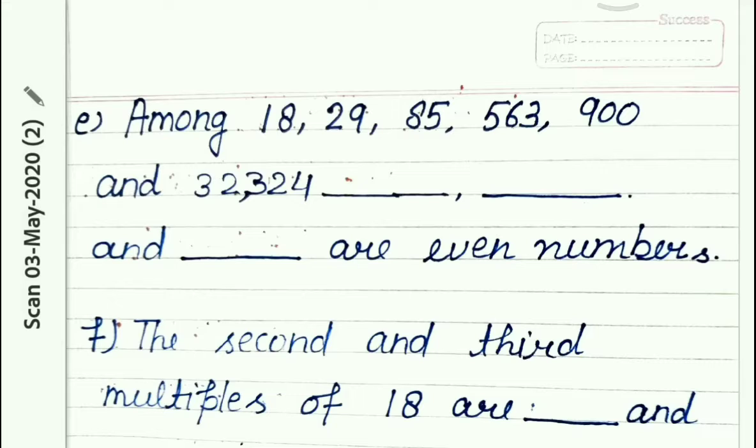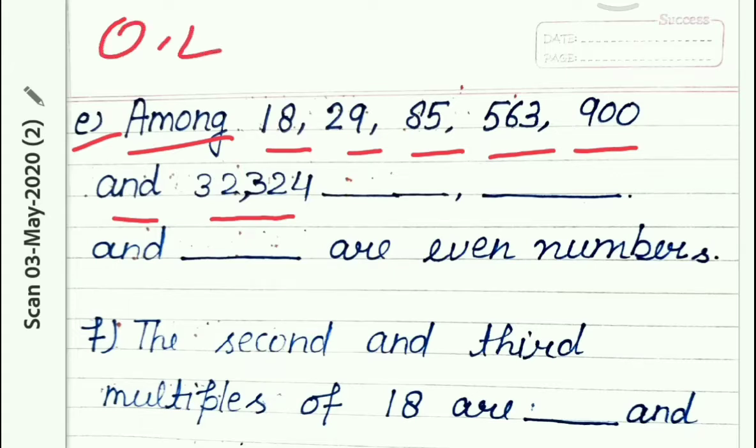Now next question, after D we see E part. E part is given here. Among 18, 29, 85, 563, 900 and 32,324, dash, dash and dash are even numbers. Here it is asking for even numbers, the opposite of the D part. I told you even numbers are those having last ending digit 0, 2, 4, 6, 8. We can simply check the last ending digit. Even numbers are those which are divisible by 2.